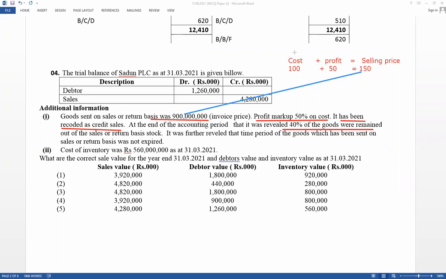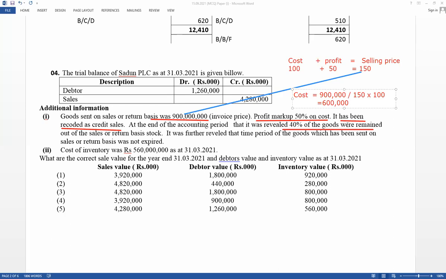Try to calculate the cost value. Therefore, cost value equals selling price 900,000 divided by 150 into 100. First, try to calculate the cost value of goods sent on sales or return basis. Therefore, its cost value equals 600,000. Think, by using profit markup the cost value of goods sent on sales or return basis can be recognized.